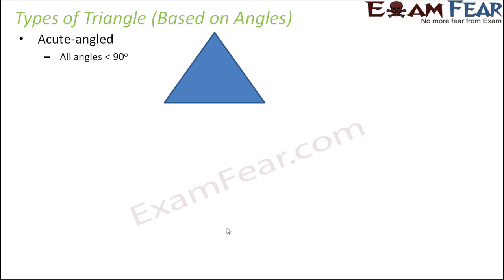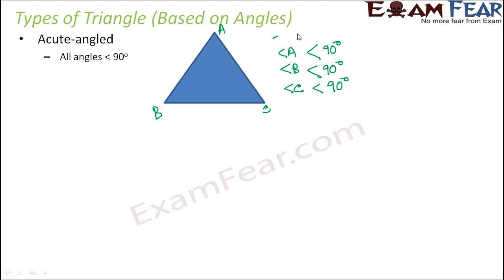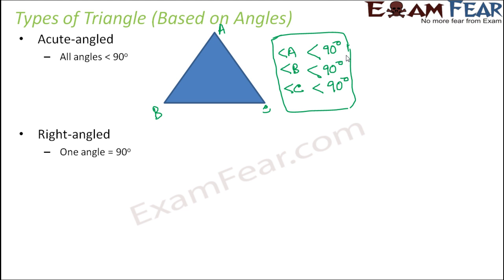For example, in this triangle ABC, the measurement of angle A is less than 90 degrees, the measurement of angle B is less than 90 degrees, and the measurement of angle C is less than 90 degrees. If this holds true, then this triangle is called an acute angled triangle. Similarly, you might have a right angled triangle where at least one angle is 90 degrees.